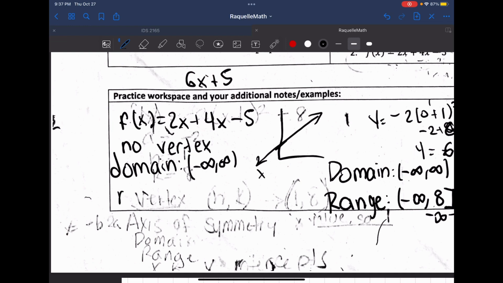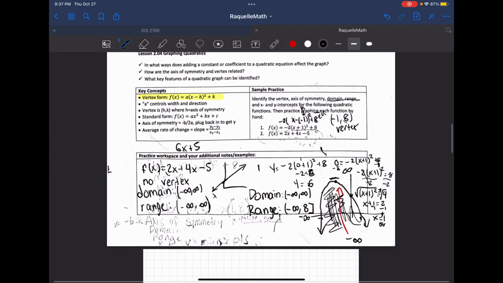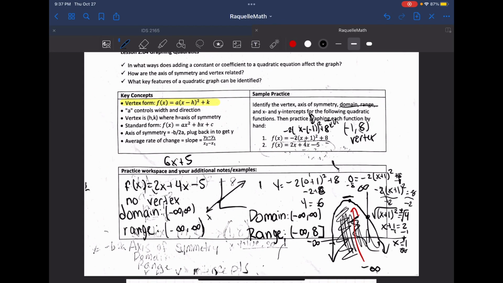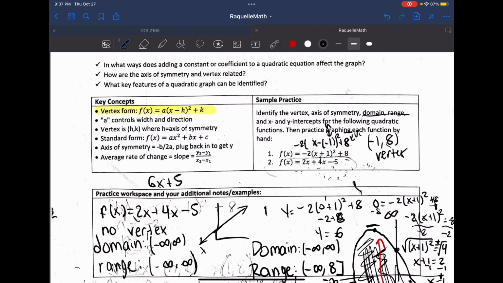Then the range is also going to be all real numbers, because it's going infinitely and is able to hit all the y points. And so this one's already solved pretty easily. It was a trick question, I believe. It's not a quadratic graph. Quadratic graphs have to have the square.